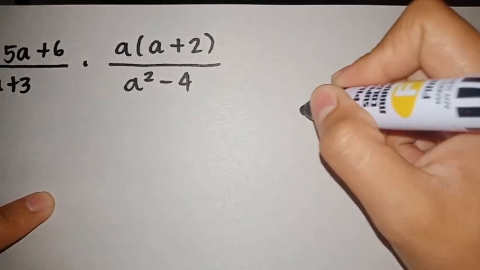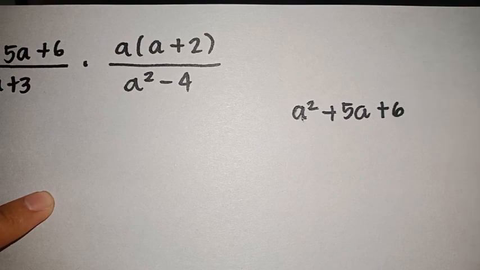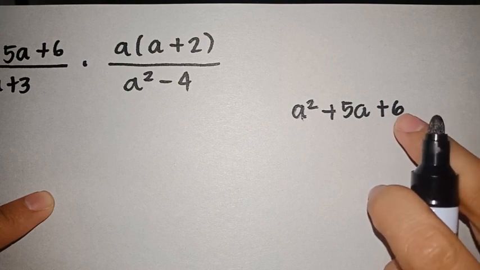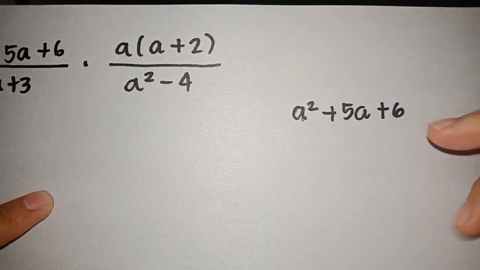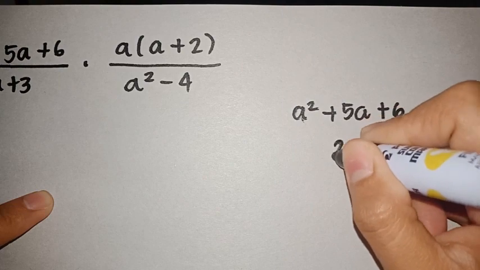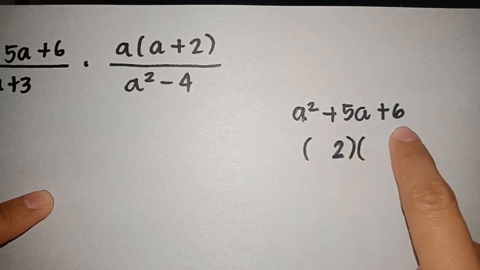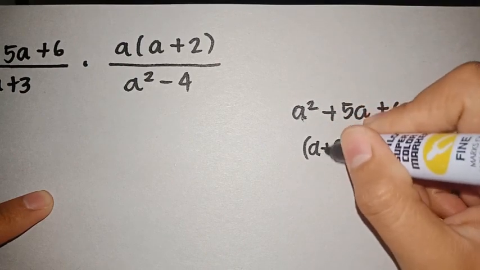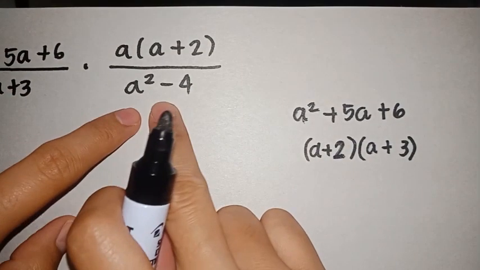So we have a squared plus 5a plus 6. To factor this one out, we have to look for the factors of 6 that, when added, result in the middle term, which is 5. The correct factors that we are looking for are positive 2 and positive 3. Let's confirm: 2 times 3 is 6, and 2 plus 3 is 5. So these are the correct factors: a plus 2 and a plus 3.